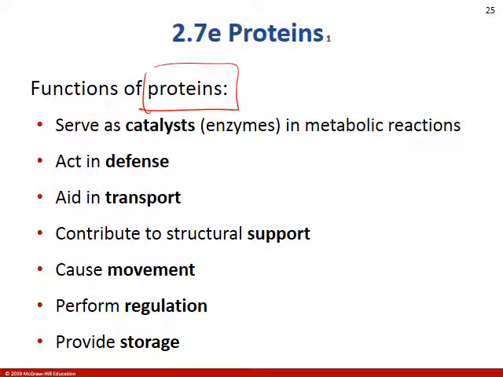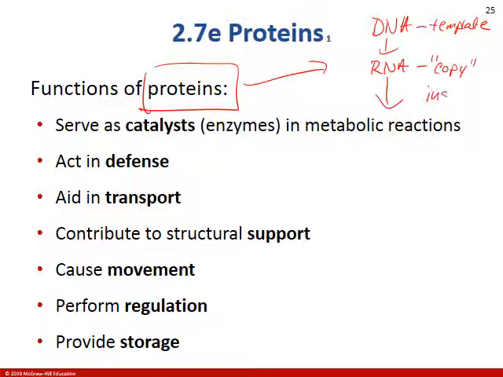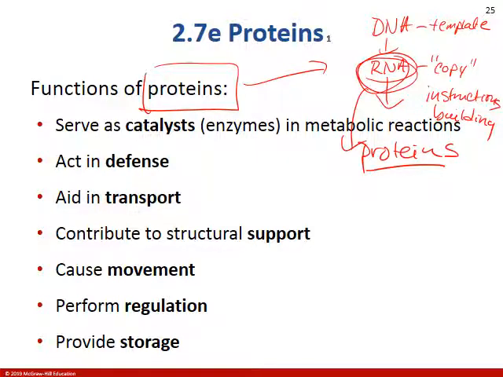The last macromolecule we have to talk about are proteins. So I just want to do a recap real quick. DNA, right, that's your template. DNA is transcribed or copied into RNA. So RNA is the copy. And then RNA, basically this copy has instructions for building proteins. So without RNA, you can't build proteins. Without DNA, you can't build proteins.